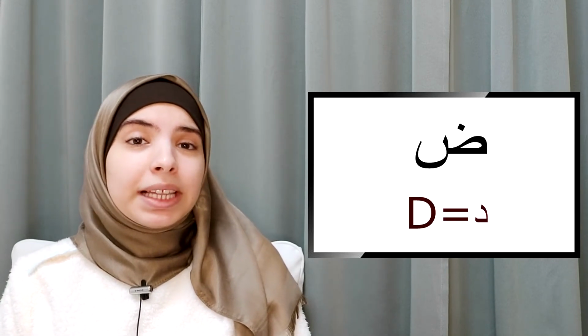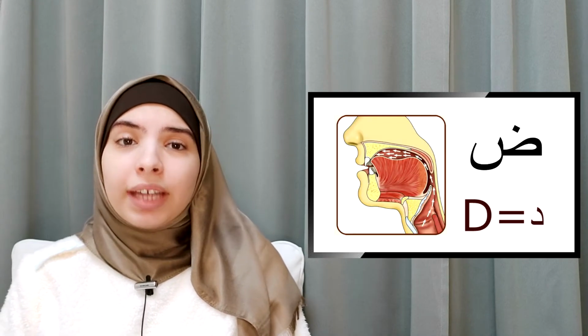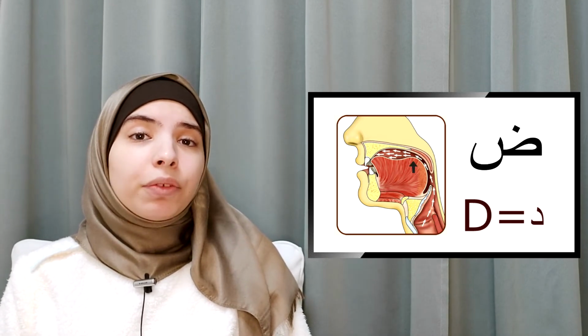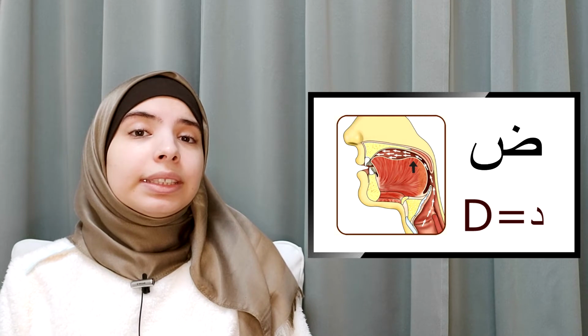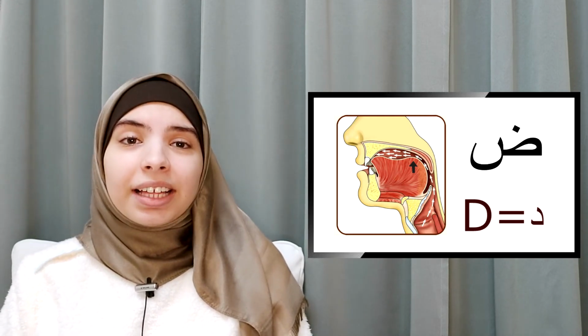Dad. This letter is very rare in other languages and that's why some call Arabic the language of Dad. So how can you pronounce Dad? Well, the articulation point of Dad is similar to that of D or Dal, but a little bit wider. So to pronounce Dad, you can start with Dal, like Da, Da, and lift the back of your tongue. So Da, Da, Dad, Dad.